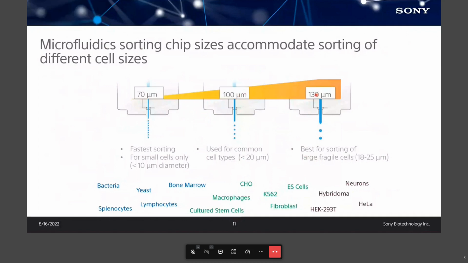And then as you move up to the 130 micron nozzle, this is what's used for the largest cells or the most fragile cells. The droplets will be significantly larger, but you're running at a lower pressure, right? So if you have cells that are very fragile or don't like going through the sorter, this is a great nozzle choice or chip choice. So things like HeLa cells, HEK293T, neurons, these are cell types that typically do well with the 130 micron nozzle.